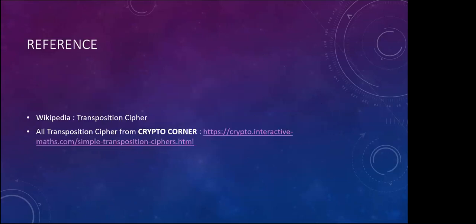This is just the reference. This was the site that the sir gave for reference, and most of the things are from that website, since Wikipedia was also quite similar to it. The website is crypto.interactivemaths.com, simple transposition ciphers.html. All of you note it down, and if you want to learn more about them, you can go ahead and see. You can also play with children and teach them by these things. They will enjoy it, and some sort of skills will be developed.